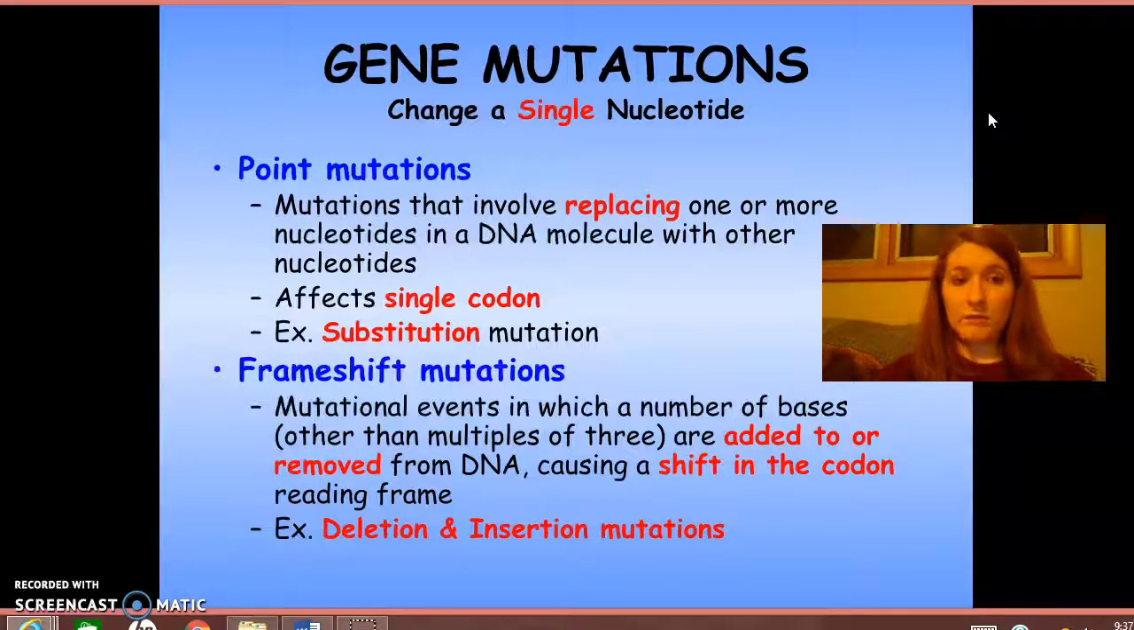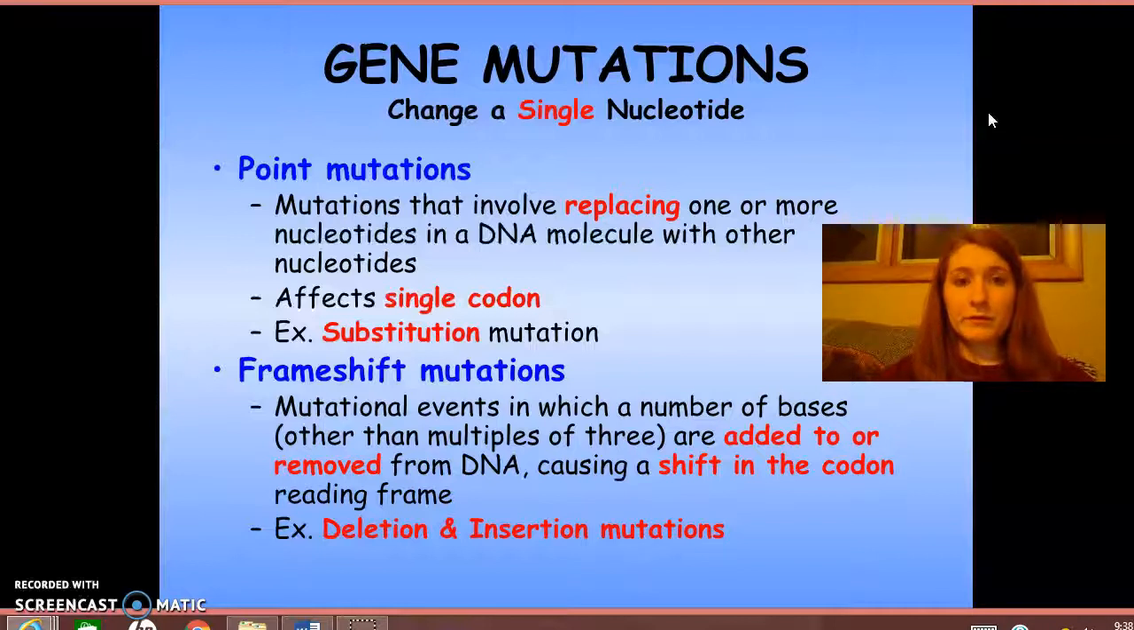So you can remember it as a certain point mutation, and it only affects a single codon sequence. So only those 3 letters in the codon sequence would be affected. An example of this would be a substitution mutation, where one nucleotide is substituted in for another nucleotide.